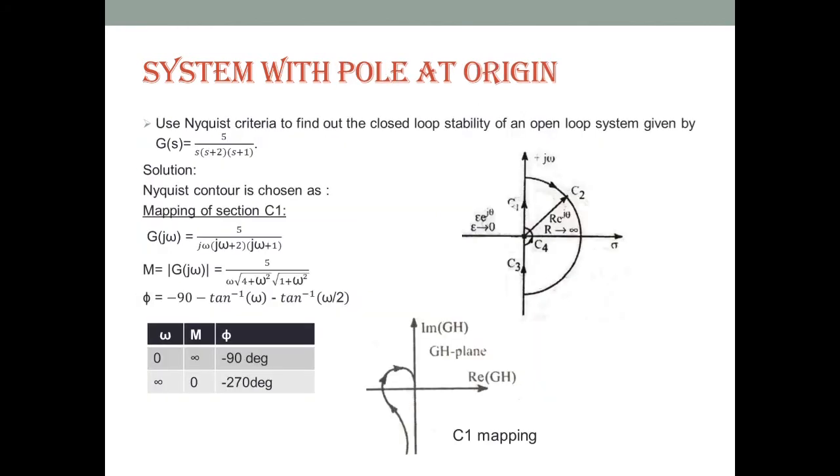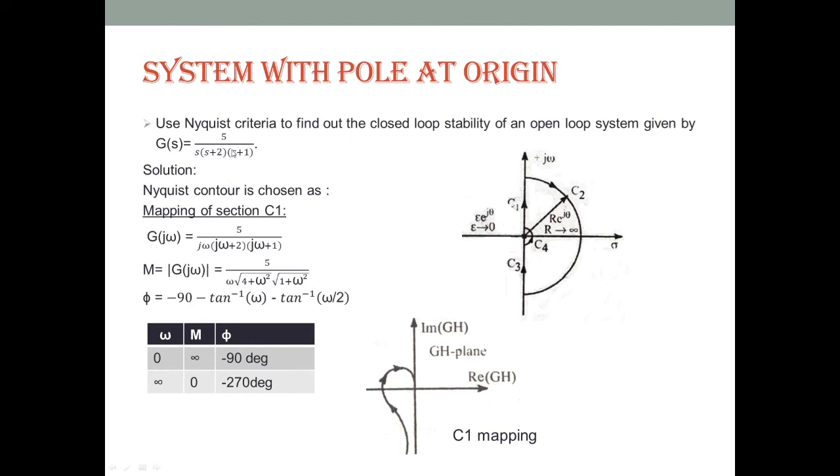So let's take another example where the system has only one pole at the origin. Here also we need to find the closed loop system stability from the given open loop transfer function G(s) equal to 5 by s into (s plus 1) into (s plus 2), using the Nyquist criterion. Now the pole at the origin is located here.